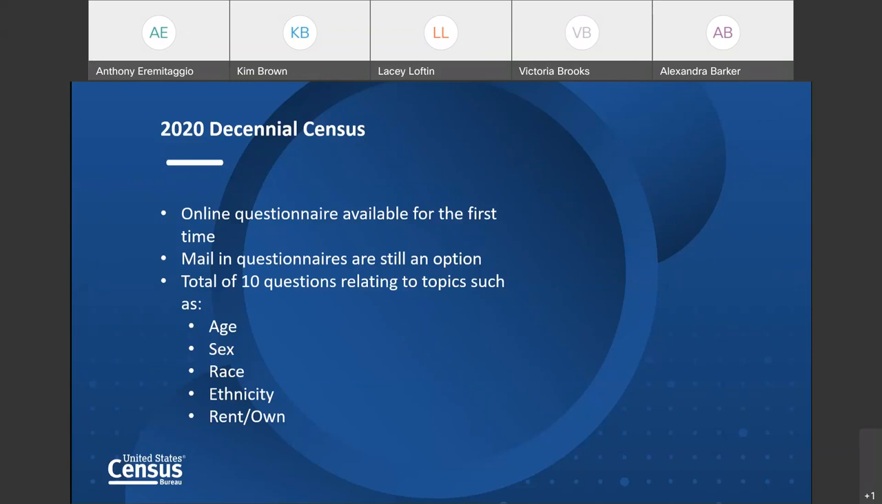For the 2020 decennial census, our online questionnaire was available for the first time and could be responded to by just about any handheld device. We had mail-in questionnaires for areas that might have had difficulty with Wi-Fi or folks that were more comfortable completing the questionnaire in writing and submitting it. We also have 10 questions that are a part of this particular census relating to age, sex, race, ethnicity, and rent or own. It only took about 10 minutes to complete this particular questionnaire. In years past, we have had a short and a long form. So it's really nice that we have the short form now.